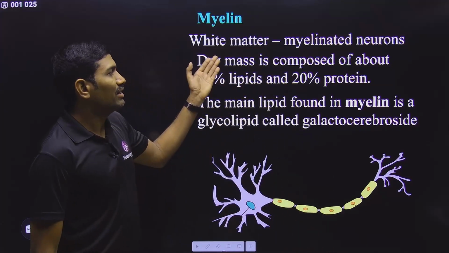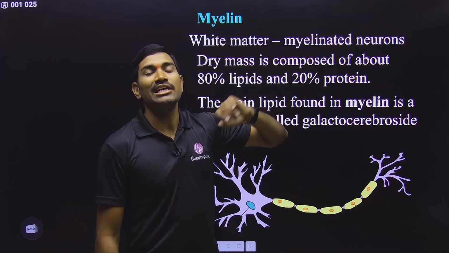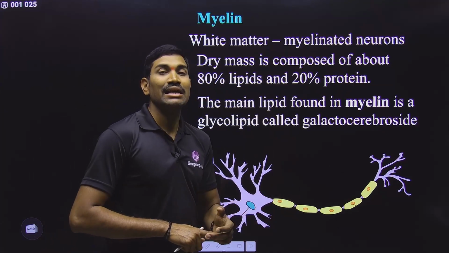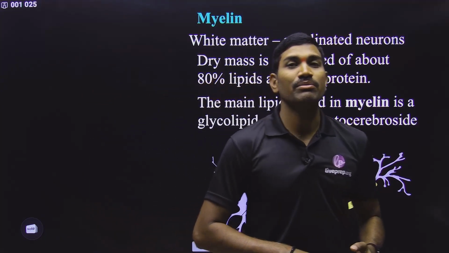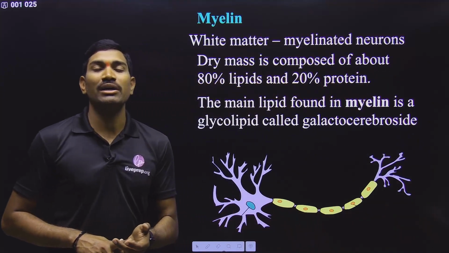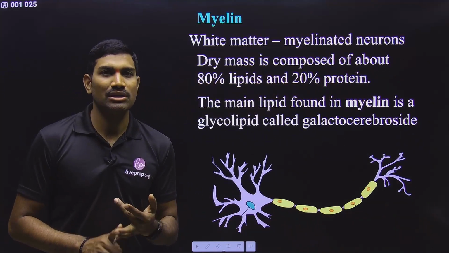And next, another interlinked point is, in the case of the neural system, we studied about white matter and all. So white matter is mainly having what? Myelinated neurons are present. What about this myelin? Myelin sheath in the central nervous system is produced by oligodendrocytes. Myelin sheath in the peripheral nervous system is produced by Schwann cells. Already we studied about that information.